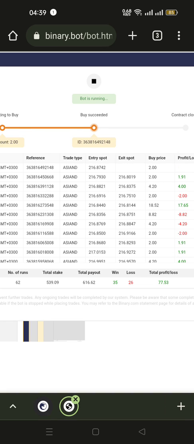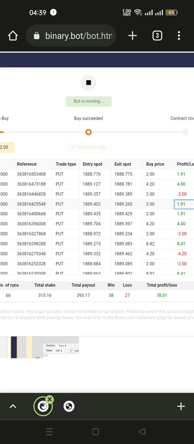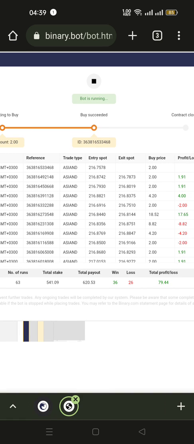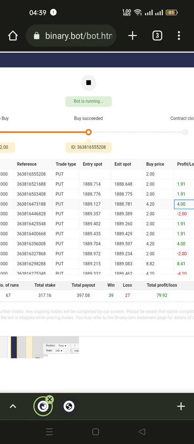So let's check. This is the Asian. You can see that 5 wins against 26 losses. Let's go to this other side, that's 8 against 27, and we have $78. This other side we have $79.36. This is around a total of 63 rands. This is a total of 67 rands, $79.